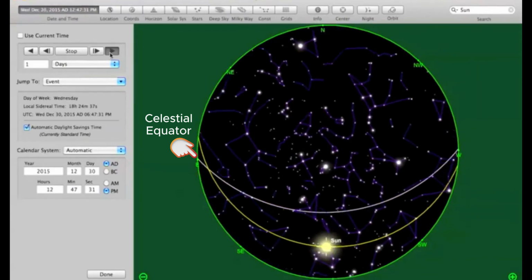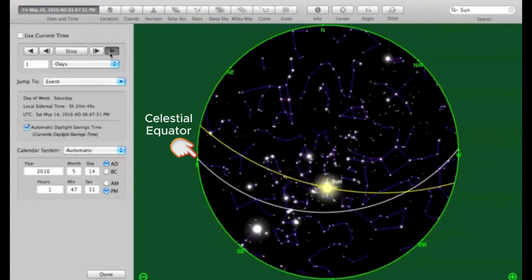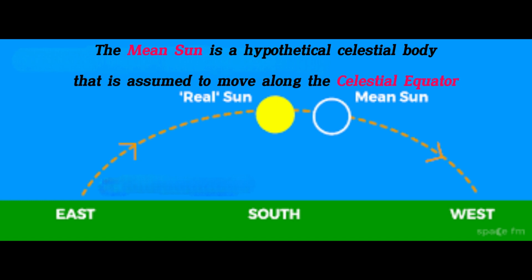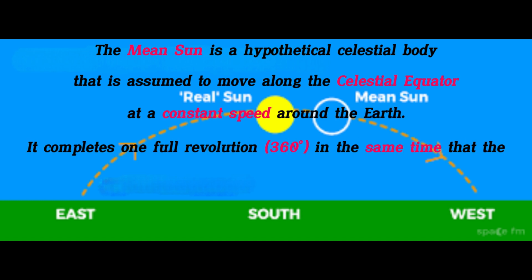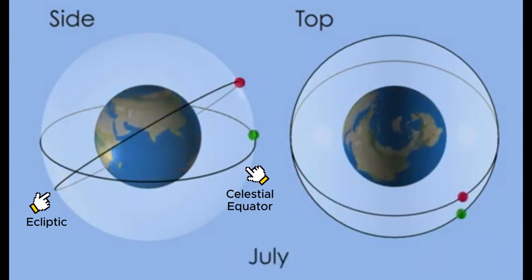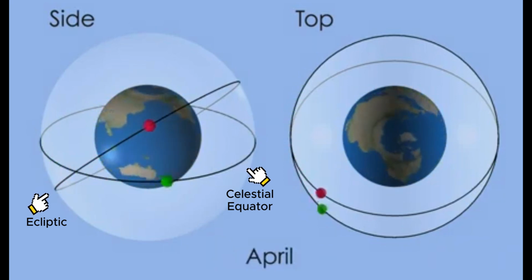To address this challenge, while maintaining a connection to the Sun, astronomers have introduced a conceptual construct, the mean Sun. This theoretical body is defined as follows. The mean Sun is a hypothetical celestial body that is assumed to move along the celestial equator at a constant speed around the Earth. It completes one full revolution in the same time that the true Sun requires to complete one revolution along the ecliptic. This concept allows for a more standardized and uniform measure of time while retaining a relationship to the actual Sun.